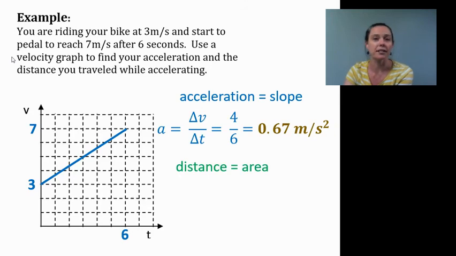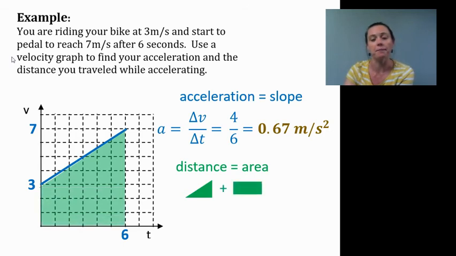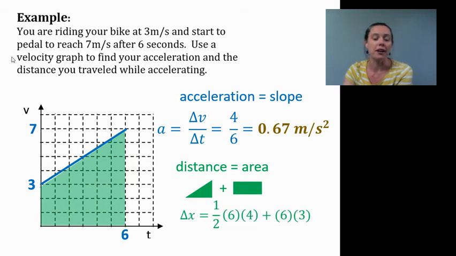In order to find the distance traveled, we need to find the area between this line and the time axis. In this case, it's easiest to break this into 2 parts, the triangular part and the rectangular area. Therefore, the area becomes the area of the triangle, 1/2 of 6 times 4, plus the area of the rectangle, 6 times 3. That gives us a total displacement of 30 meters.